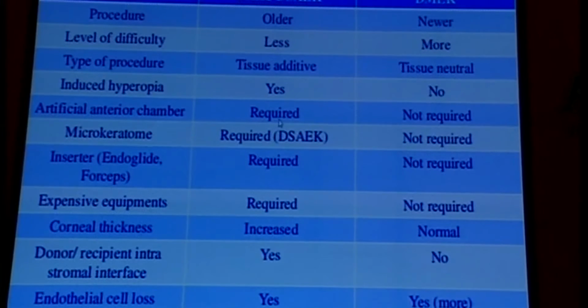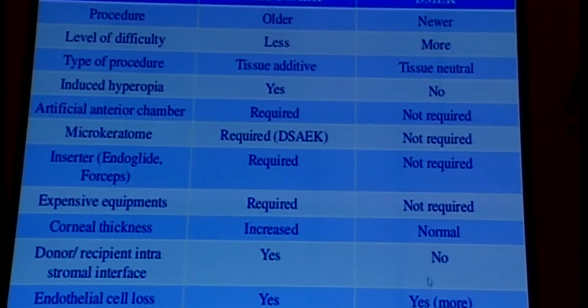There is a requirement for an artificial anterior chamber. There is a requirement for a microkeratome or femtosecond laser. There is a requirement for special injectors and glides. So expensive equipment, increase in corneal thickness, and endothelial cell loss is supposed to be more with mechanical separation of the Descemet's layer and the endothelium in DMEK.